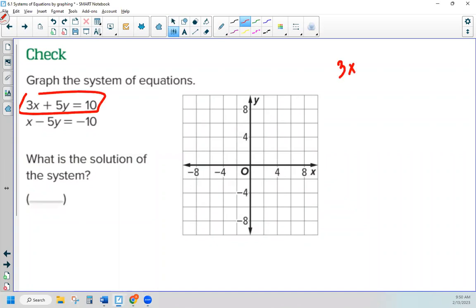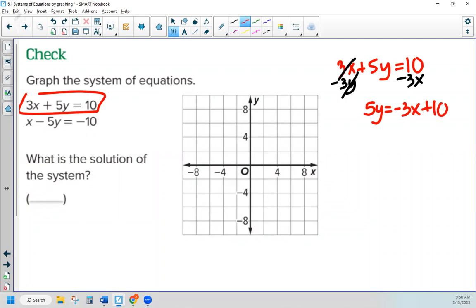Well, for us to put this in graphable form, we want to turn this into slope-intercept form. Slope-intercept form means we want to get our variable y by itself by taking the 3x to the other side first. Inverse operation, subtraction. All right. Now we have 5y is equal to negative 3x plus 10. The 3x and the 10 are not like terms. If the 10 happens to have an x, then yes, you can combine them, but it does not. So you have to leave them separate.